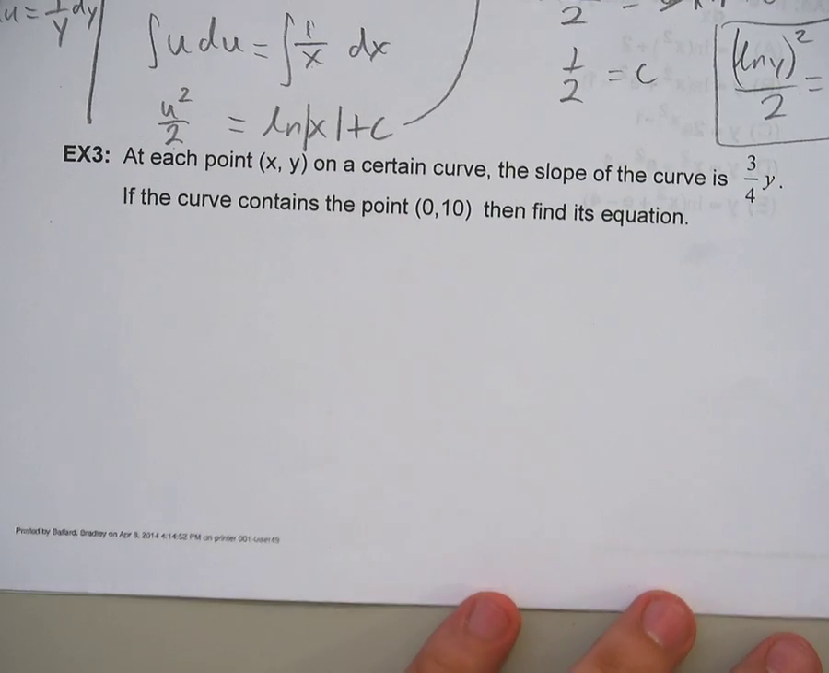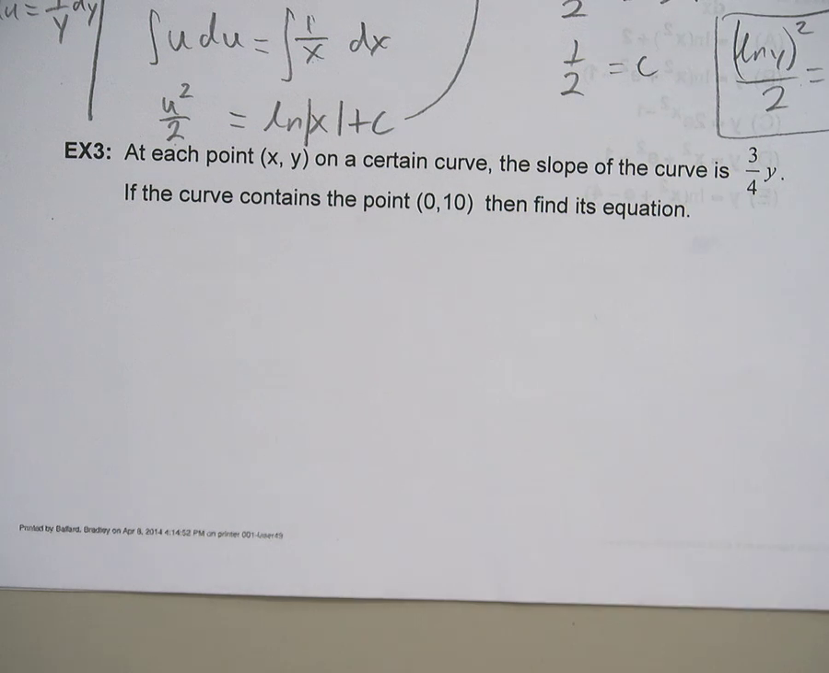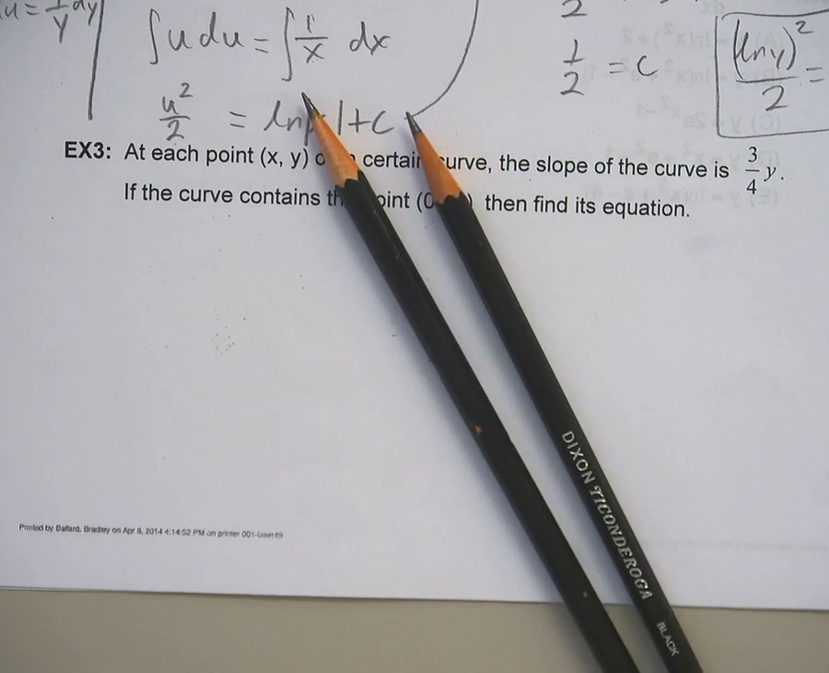Example 3, another way of asking a different question. At each point on xy, on a certain curve, the slope of the curve is 3/4 y. If a curve contains the point (0, 10), find its equation. So again, they've told me the slope of the curve, and if it sounds like I'm getting farther away, it's because I need to sharpen my pencil. We always say sharp pencils for sharp minds. Now I've got 2.